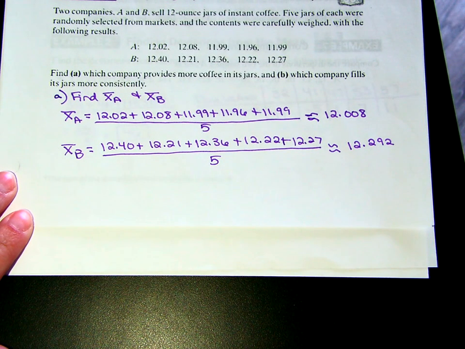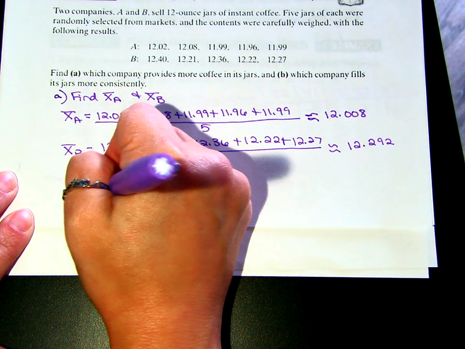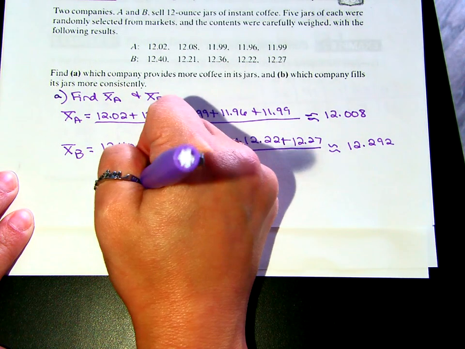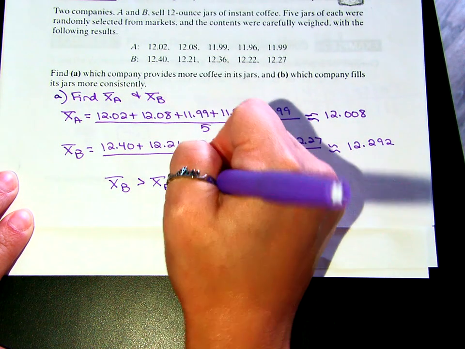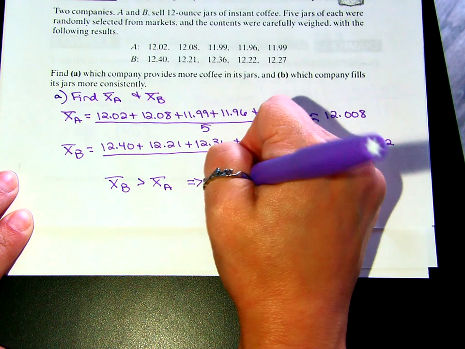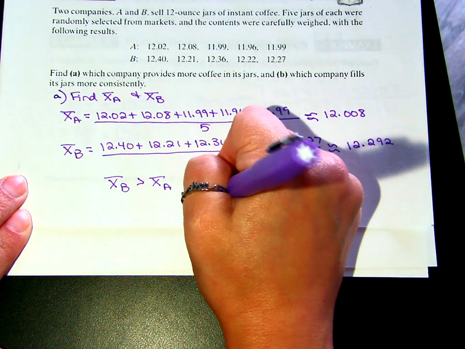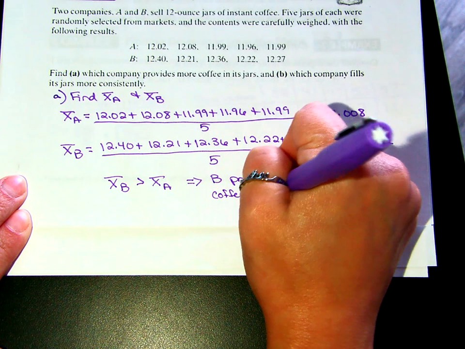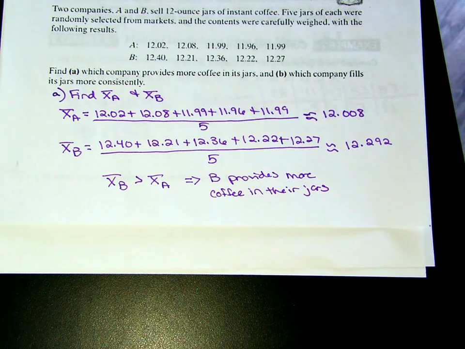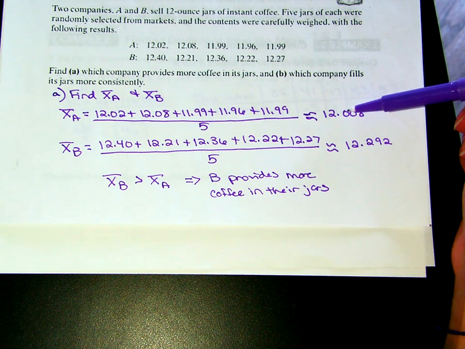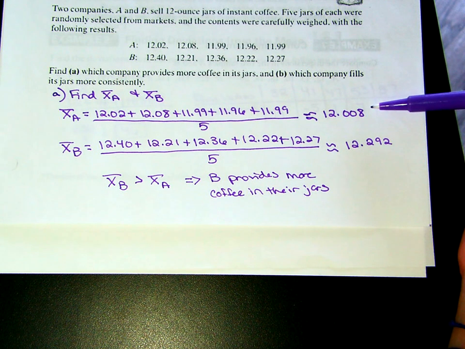The mean for B was greater than the mean for A. This tells us that B provides more coffee in their jars on average. Now, as a company, I would want to be more like company A, because if we look at theirs, notice it's 12.008. That's very close to 12 ounces even. So they're being more consistent and getting closer to what they're advertising, and thus going to save money in the long run because they're not overfilling their jars with their coffee.